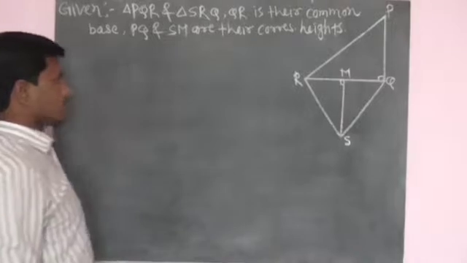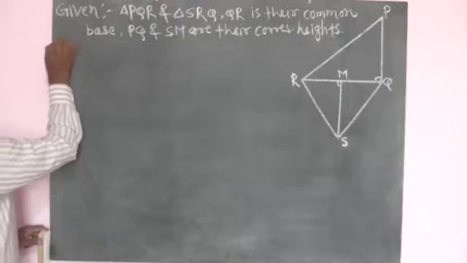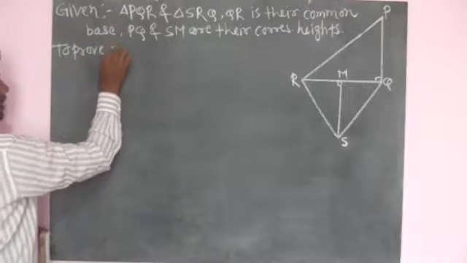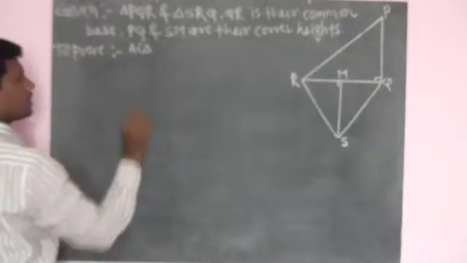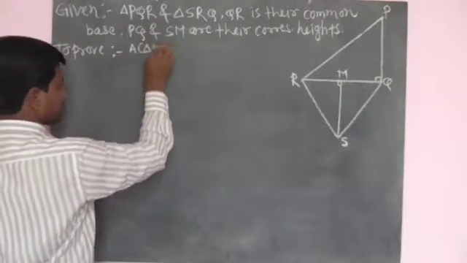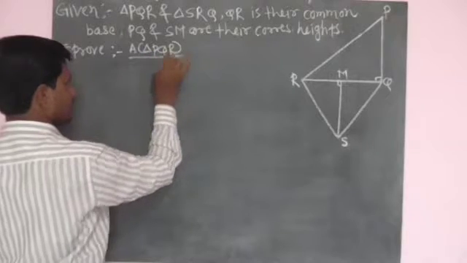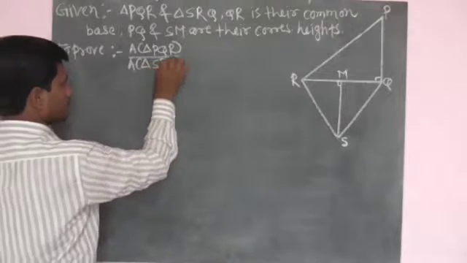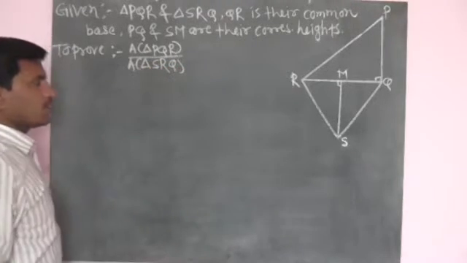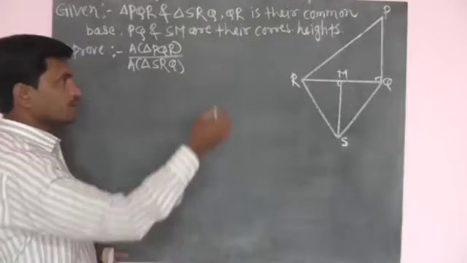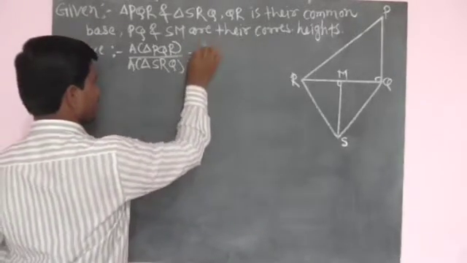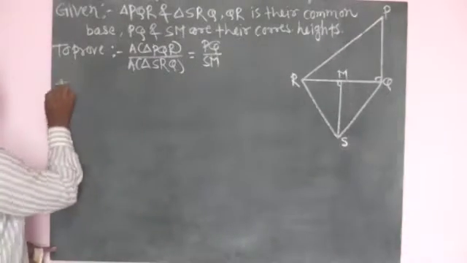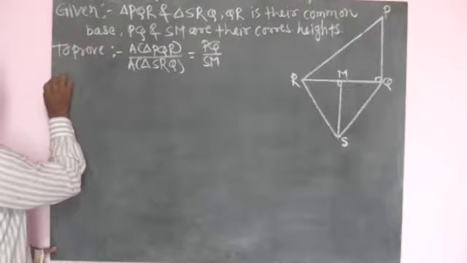That is the given. To prove the property: the ratio of area of triangle PQR divided by area of triangle SRQ is equal to the ratio of their corresponding heights, meaning PQ upon SM. That is to prove. Now we get to the proof of the theorem.